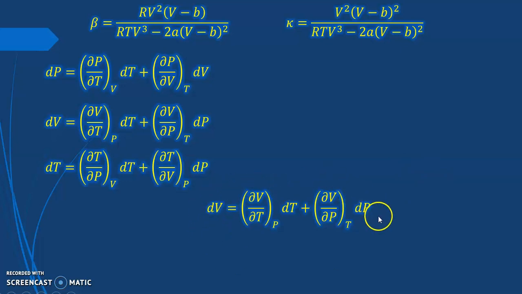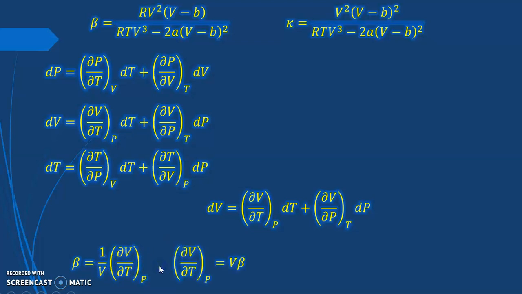Once we choose the equation that we will use, we need to replace the coefficients that we have in here. For example, how can we substitute this term with these coefficients? Well, in this case, we know that beta, by definition, is equal to 1 over v times the partial derivative of v with respect to t. And we can solve for the derivative. We get that the derivative is equal to v times beta.